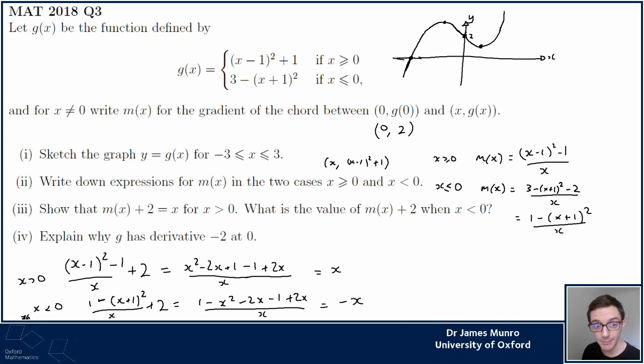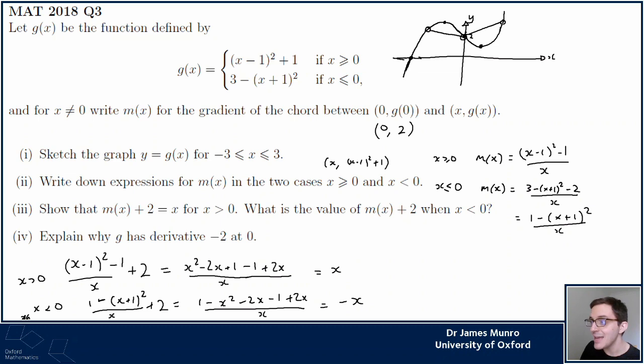Okay, here's the punchy bit of the question. Explain why g has derivative minus 2 at 0. That maybe looks like it's come out of nowhere. This part of the question wants us to stop and think about what we're doing, what we've been asked to do. We're finding, you see, the gradient of the chord that joins x, g of x, to the point 0, 2.